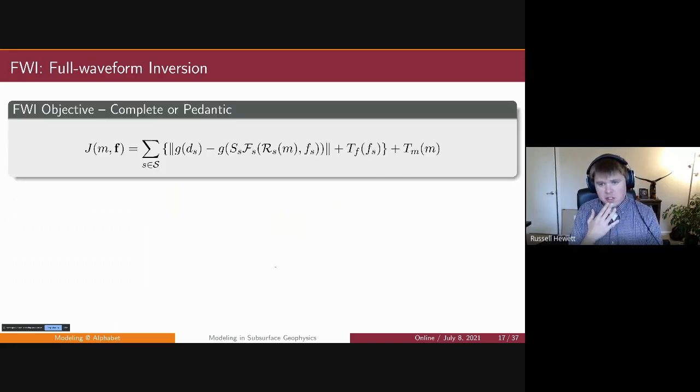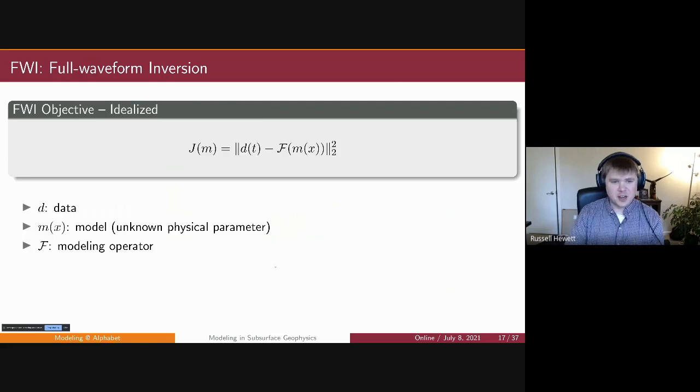So this great beast of a thing is the complete, or pedantic, version of a full waveform inversion objective, which I'll talk about a little later. But for now, I want to stay with this idealized picture, which is largely just a data misfit function. Most of the time we pose this as a nonlinear least squares problem. D is my data, M is my set of physical parameters that I'm trying to recover, and F is my forward modeling operator, or my solution operator.